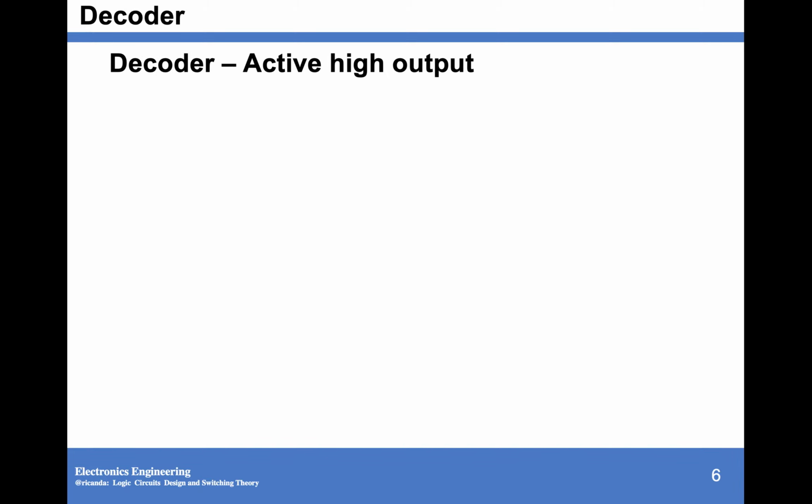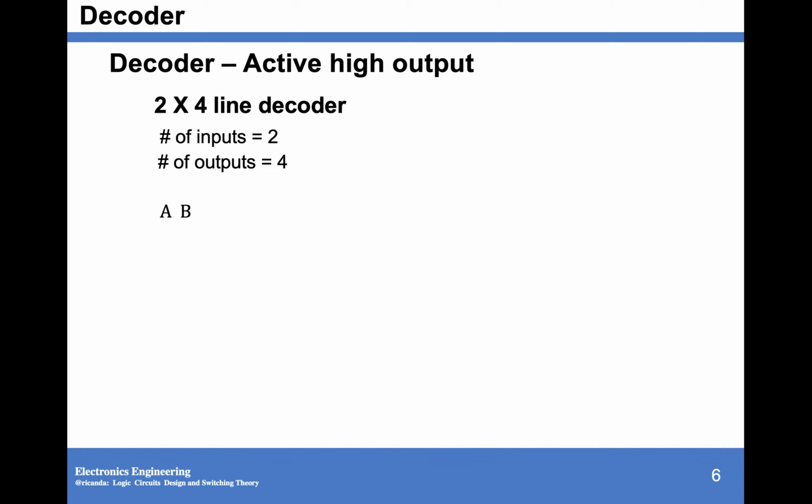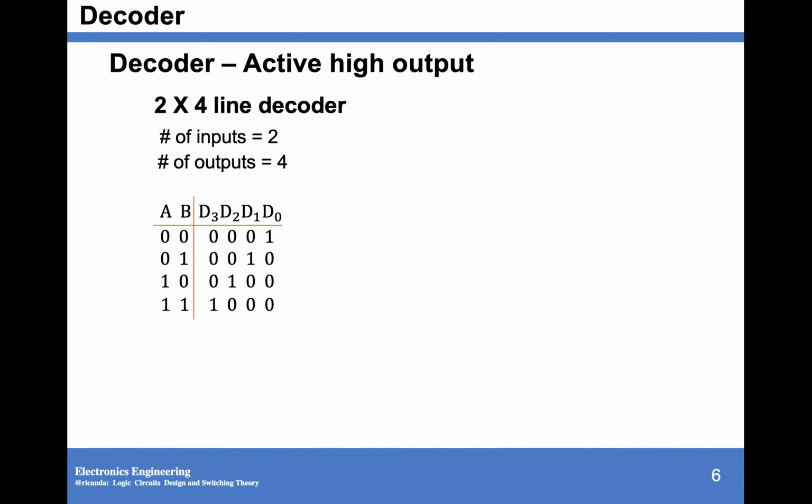So we begin with our decoder at active high output. The 2 by 4 line decoder: number of inputs is 2 and number of outputs is 4. Input is AB, output will be D3, D2, D1, and D0. If we have 0, 0, only D0 equals 1. If we have 0, 1, only D1 equals 1. If we have 1, 0, only D2 equals 1. If we have 1, 1, D3 equals 1.